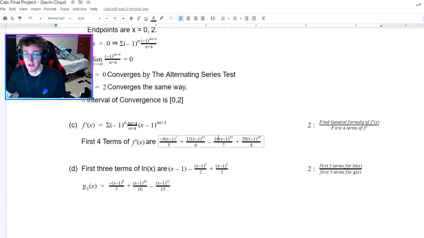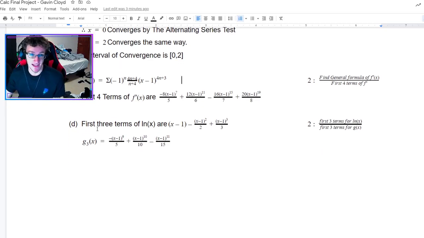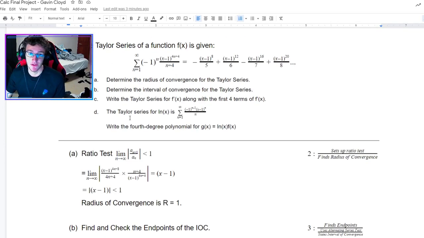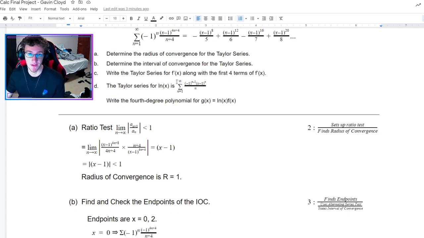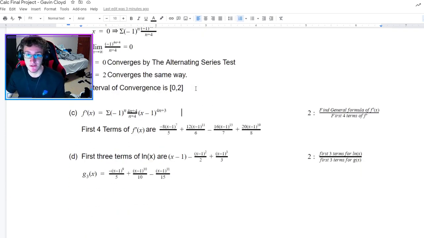So the points on this one, to find the general formula for f prime, you get 1 point. And then to find the whole first 4 terms of f prime, that is also another point. And then the last part, the real curveball. So it was write the 4th degree polynomial for g of x, which is ln of x times f of x. And then it gives this Taylor series for ln of x.